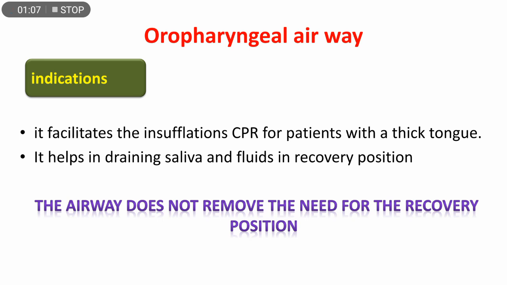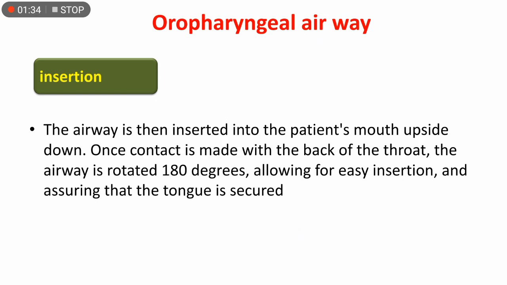The indication of oropharyngeal airway is to facilitate insufflation in CPR for a patient with a thick tongue because of any other diseases or any problem or because of trauma, and it helps in draining saliva and fluids in recovery position. And we have to note that the presence of an oropharyngeal airway does not remove the need for recovery position. Insertion of oropharyngeal airway: the airway is inserted into the patient's mouth upside down. Once contact is made with the back of the throat, the airway is rotated 180 degrees, allowing for easy insertion and assuring that the tongue is secured.